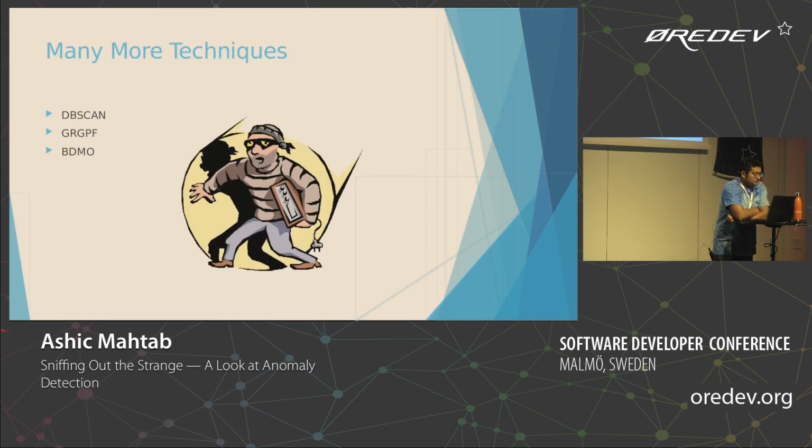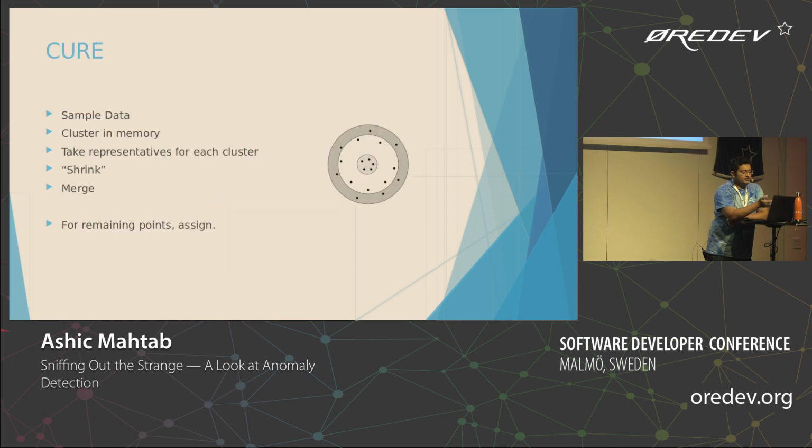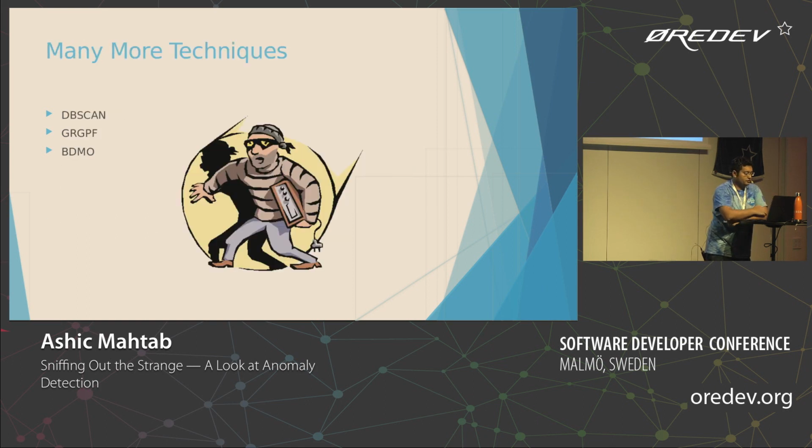Right. So I mentioned DBSCAN. You'd probably use something like DBSCAN as the first phase of CURE anyway. I won't go into the details of DBSCAN, but effectively it just merges clusters as you go along. So it's very easy to do as a kind of streaming type of thing.